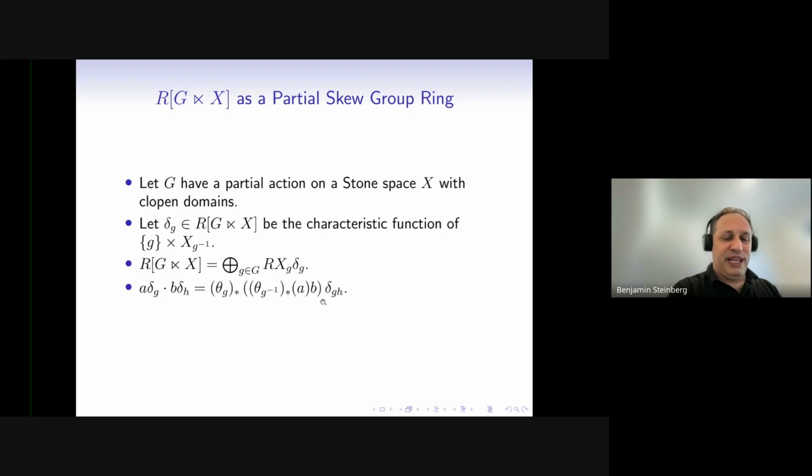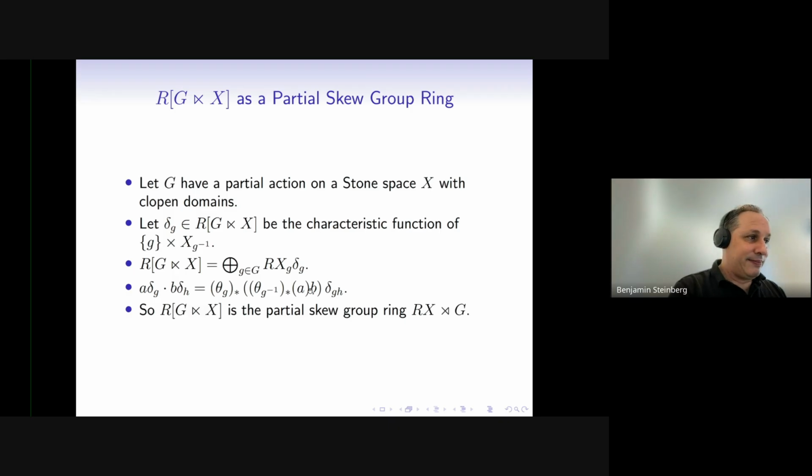Theta G star of B itself doesn't make sense. If it was a total action, then this would just translate to being A times theta G of B. But that doesn't make sense in the partial setting. So I have to take this product first to get to something which the outside guy is defined on. So this is isomorphic to the partial skew group ring, if you're familiar with partial skew group rings.